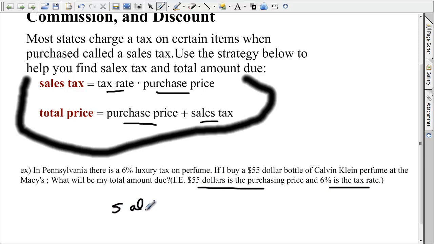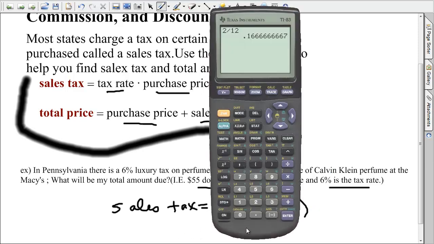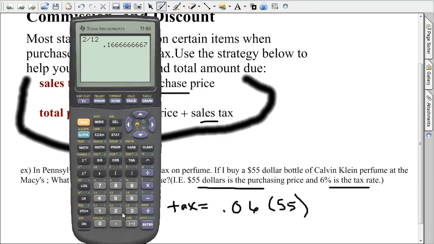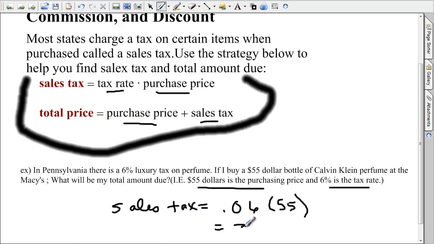So first, let's get the sales tax. Let's just map this out. Sales tax. We'll take our tax rate, which is 0.06. Just make sure you're comfortable converting 6% to a decimal, which is 0.06, times your purchase price, which is $55. With this part, we're going to use our calculator for simplicity. This would be on the calculator part of the test. 0.06 times 55 is $3.30. So your sales tax is $3.30.